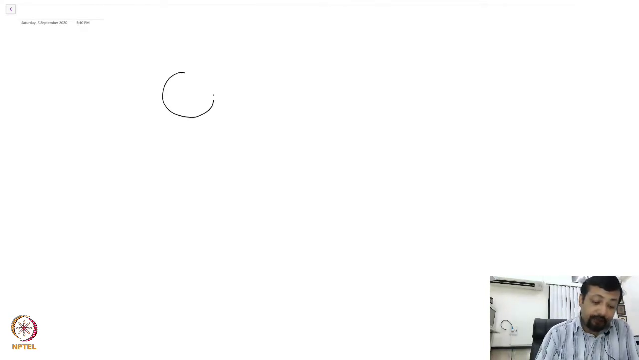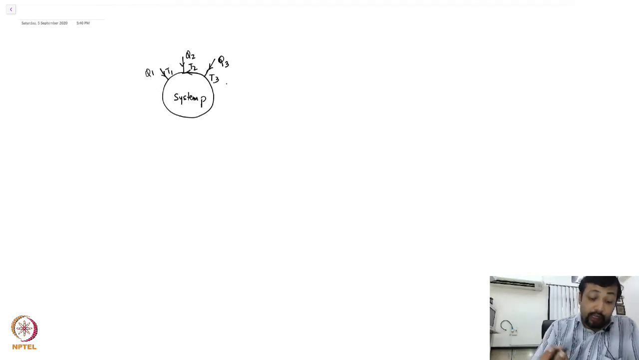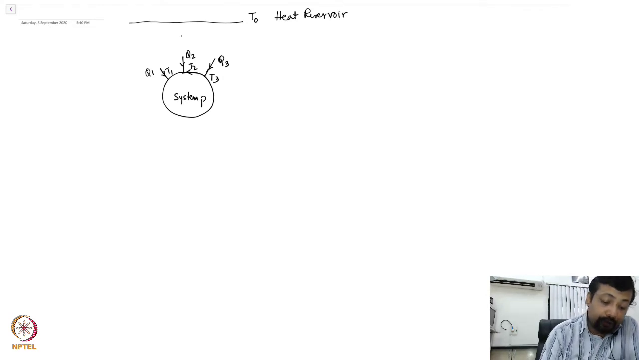So imagine that I have a system that works in a cycle. We'll call this cycle P, and this is my system. This system receives an amount of heat Q1 at temperature T1. It receives an amount of heat Q2 at temperature T2, and then Q3 at temperature T3, and so on and so forth. For further analysis, I can direct all this heat to Carnot engines, which extract some amount of heat from the heat reservoir at a temperature T0.